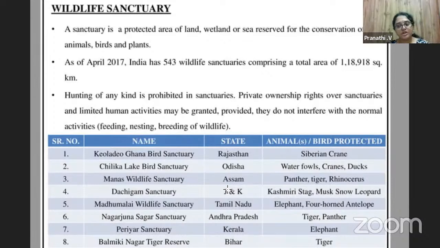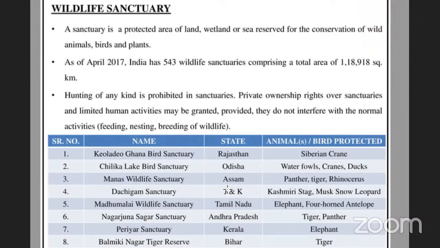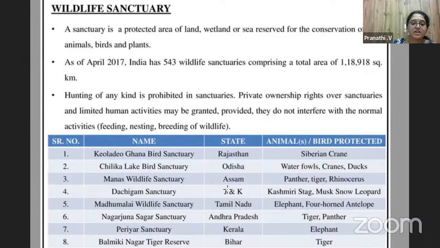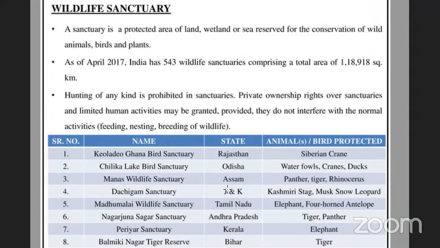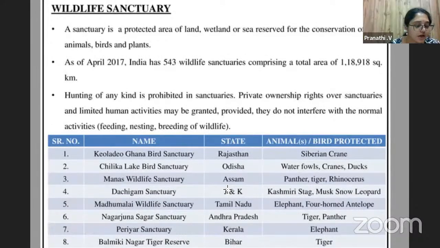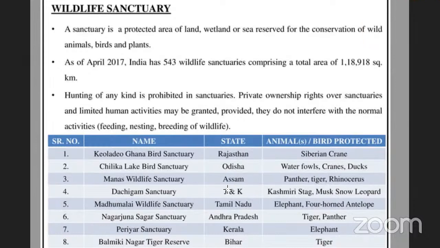Private ownership, Ma'am, can be, yes. IUCN full form. International Union for Conservation of Nature, if I'm not wrong. IUCN, International Union for Conservation of Nature. But I will just have to have a look at it and tell, but more or less, this is the definition. Thank you. Yeah.